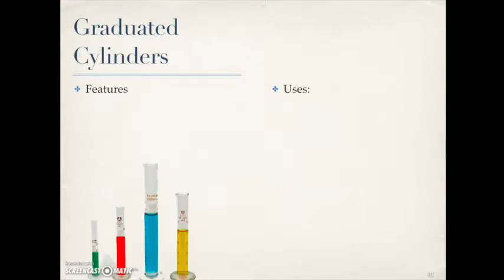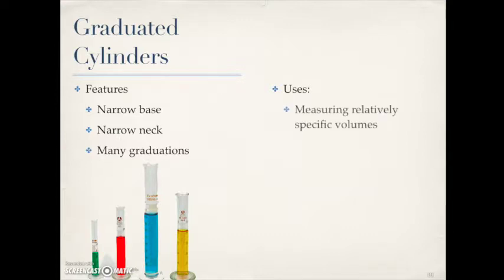Graduated cylinders you're probably already familiar with. As we know, they have a narrow base, though it is wider at the bottom so that it doesn't tip over. It has a narrow neck, much like the volumetric flask. That narrow neck makes a more pronounced meniscus, allowing for better measurement. It also has many graduations, not just one, so you can measure various volumes, and rather specifically.